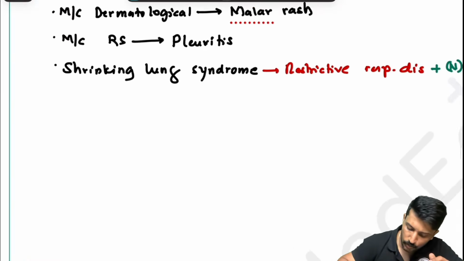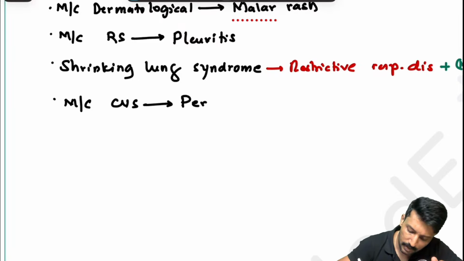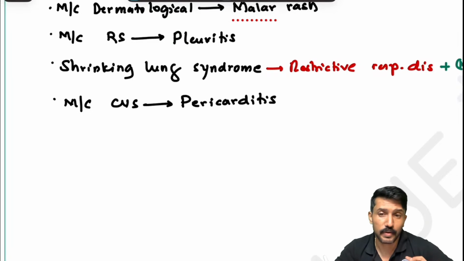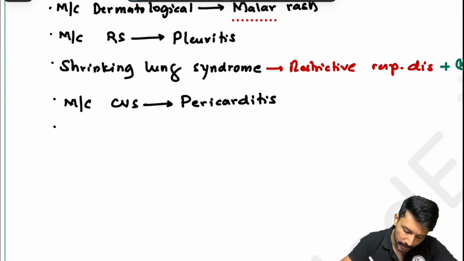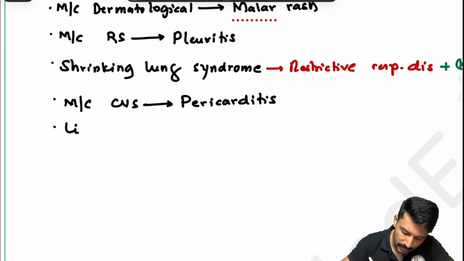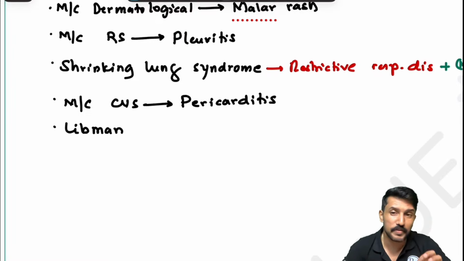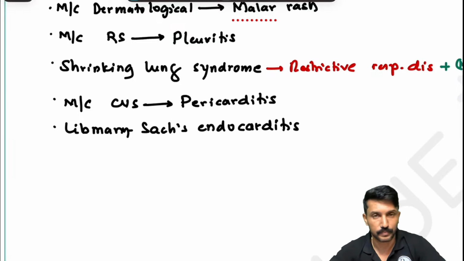The examiner may also ask you what is the most common CVS manifestation. The most common CVS manifestation is going to be pericarditis. What other manifestation can we expect? We can also develop endocarditis, myocarditis. It causes pancarditis, affecting all the layers. The endocarditis is not because of infection, it's just the inflammatory cytokines causing it. So we will call it Libman-Sacks endocarditis. It's a form of sterile or aseptic endocarditis, right?